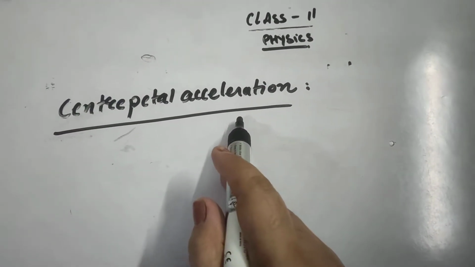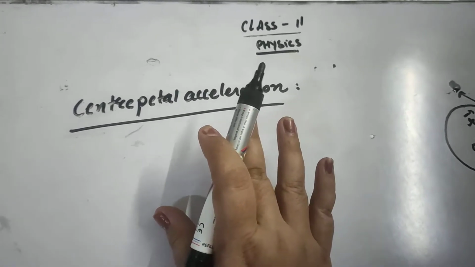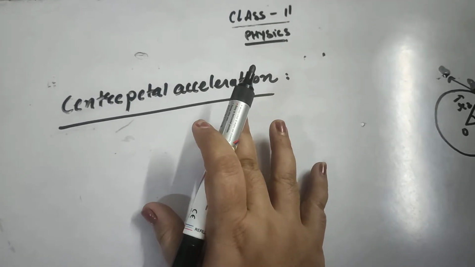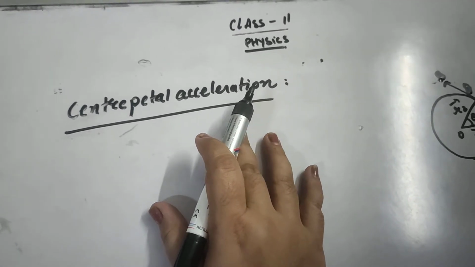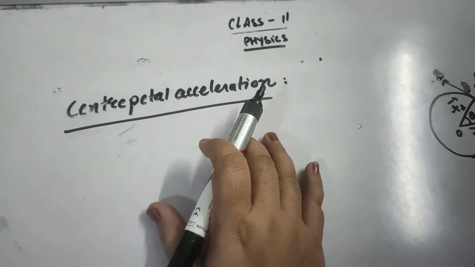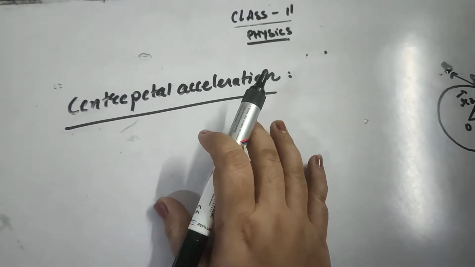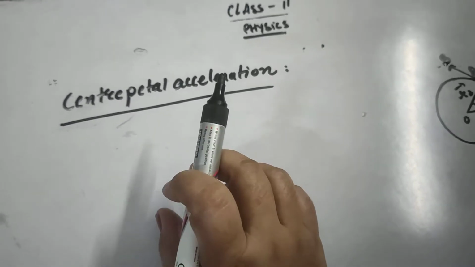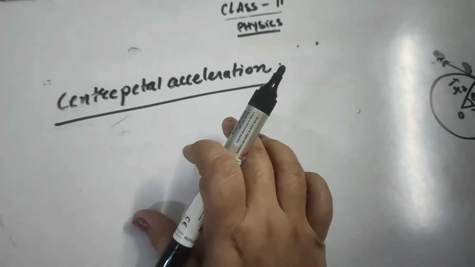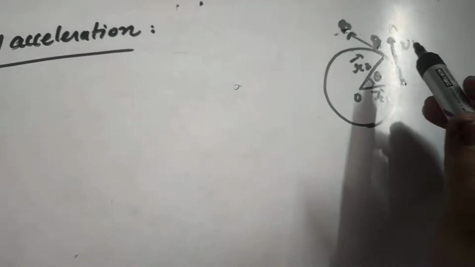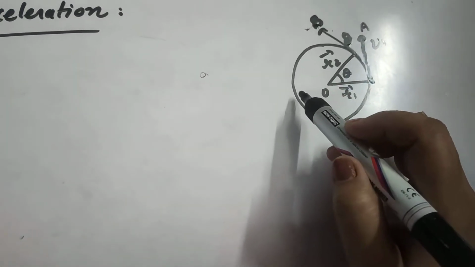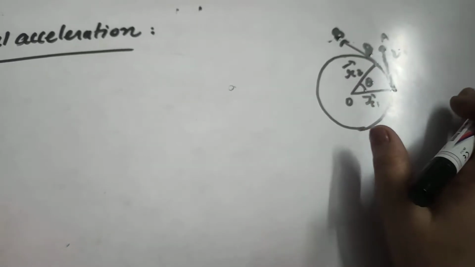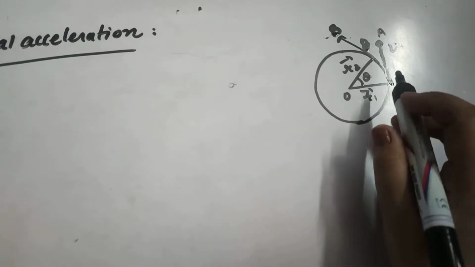Centripetal acceleration. Since we are talking about uniform motion in a circular orbit, the acceleration associated with an object moving in a circular path with uniform velocity is known as centripetal acceleration. Now we know that the object is moving in the circular path. Since the body is moving with uniform velocity, v is the same.